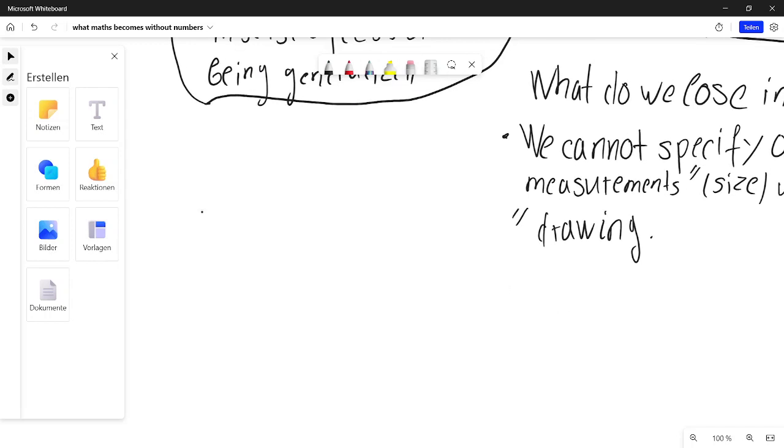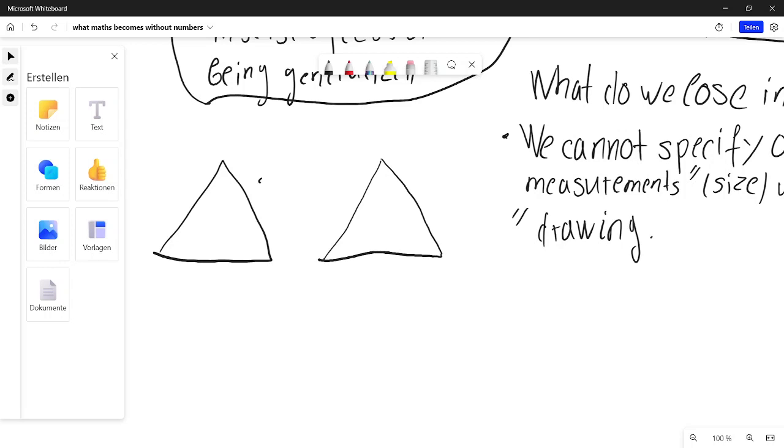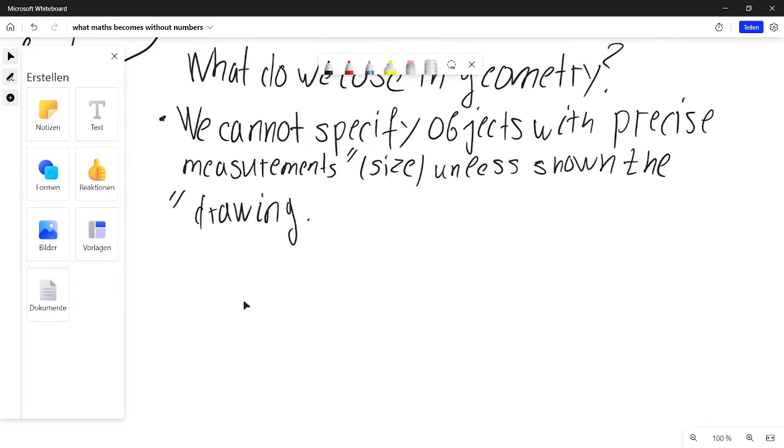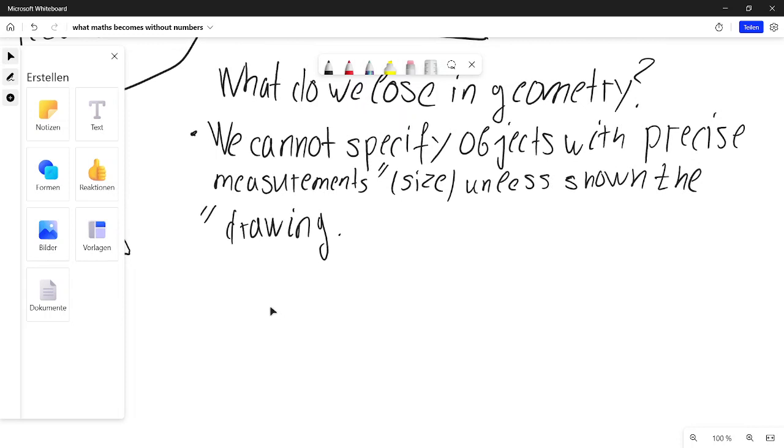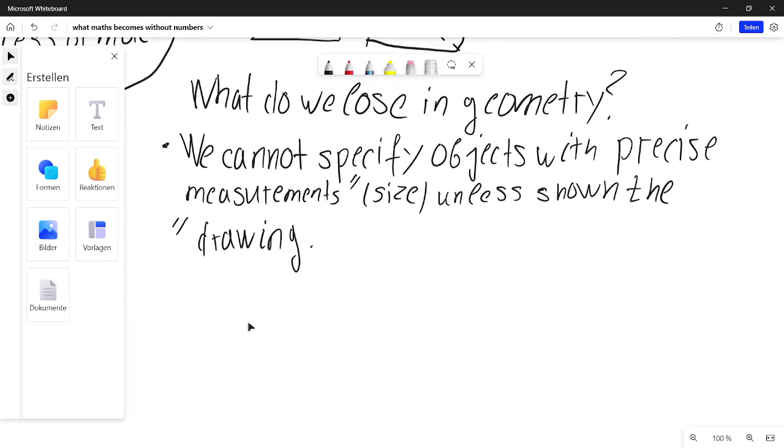So in particular, if two people want to have the same objects, then they would have to take the object of the other and copy it very carefully. If you want to have the object with exactly those measurements, there's no way. You would have to copy every line exactly the way it was drawn. Okay. Cannot specify objects with precise measurements.